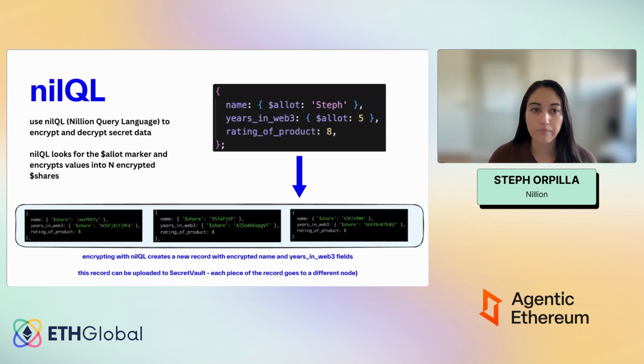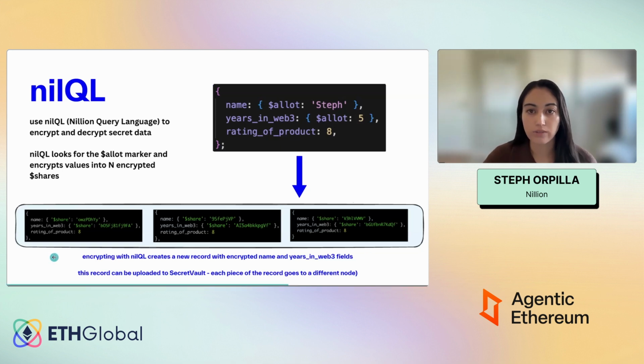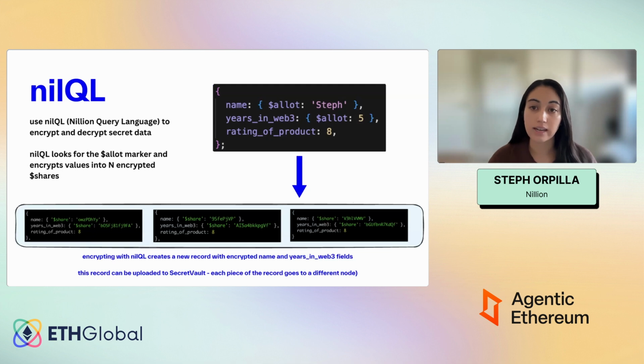But when you use NilQL to decrypt or to recombine this record, it will give you this back. So you'll be able to see the name, the years in Web3, and the rating of the product in plain text because it's recombining those shares. And so these 3 records are separately uploaded to one node each of SecretVault. And that's how the data is stored.